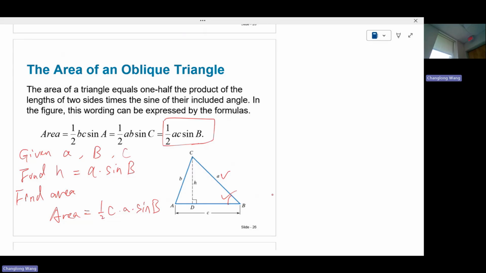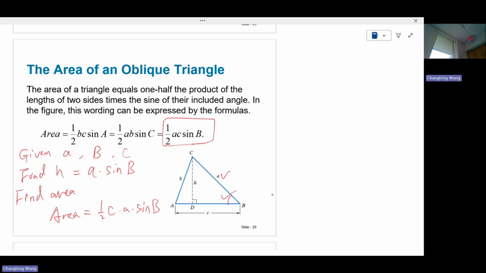All you need is two sides and the angle in between. Not the angle somewhere else. It's the angle in between the two given sides. Check that. BC, angle A. Is the angle A in between B and C? Take a look. B, C, angle A is in between, right?